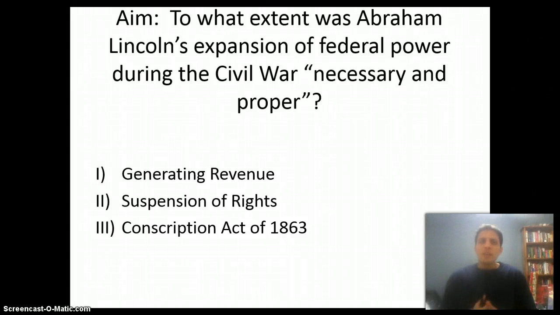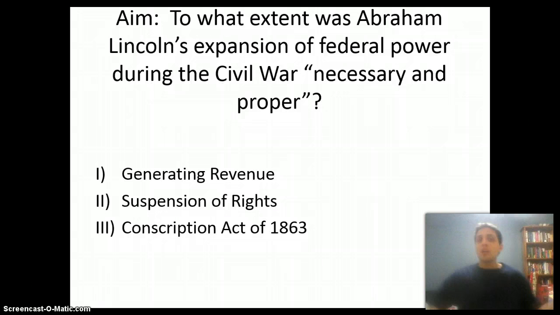For today's screencast, we're going to focus on a pretty often ignored aspect of Abraham Lincoln's presidency, which is how he expanded federal power during the Civil War. And so we've talked about this before. We've talked about different presidents who have expanded presidential power and how the national government has gained more power and more influence. So this argument comes up many, many times in American history.